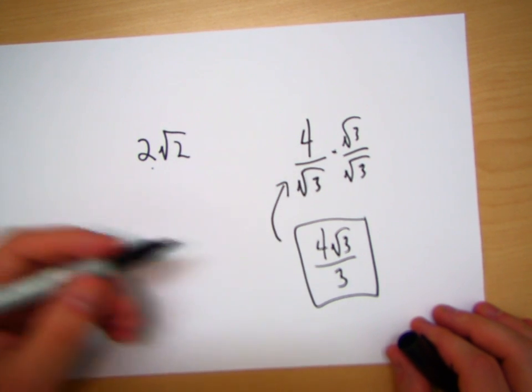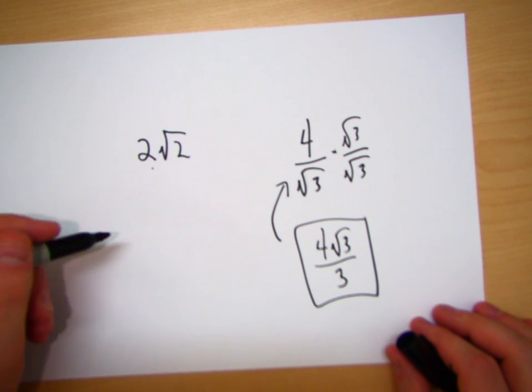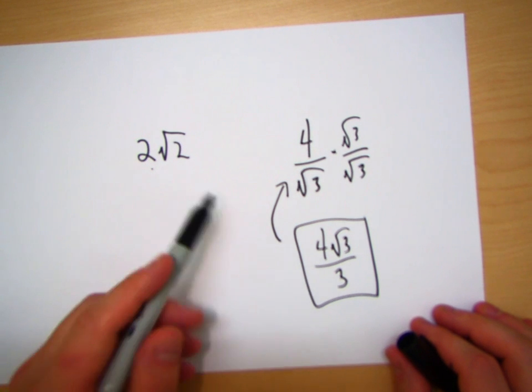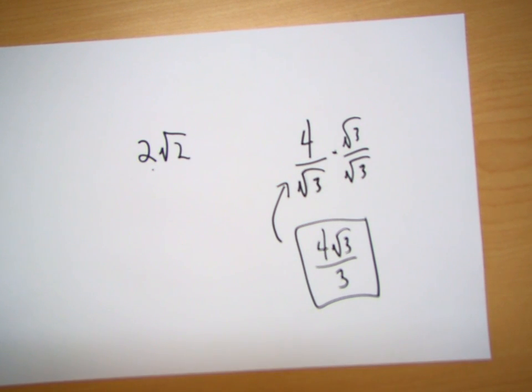You should know how to switch back and forth. You'll commonly see some of these radicals come up, but you should know how to switch back and forth between these ones.